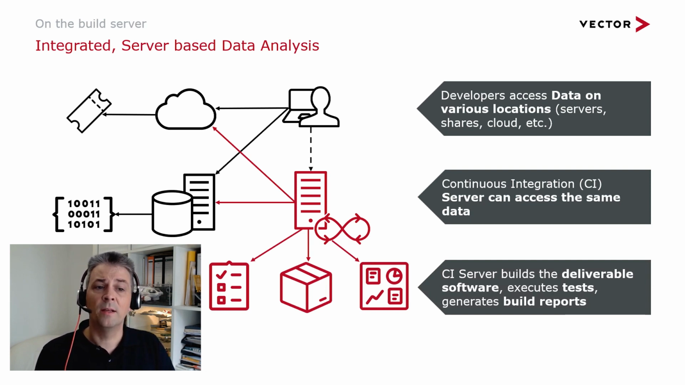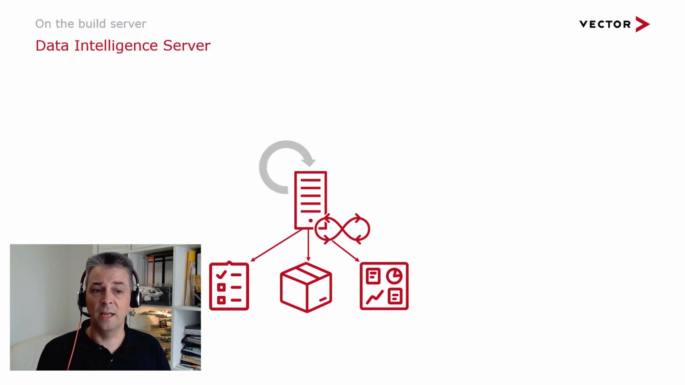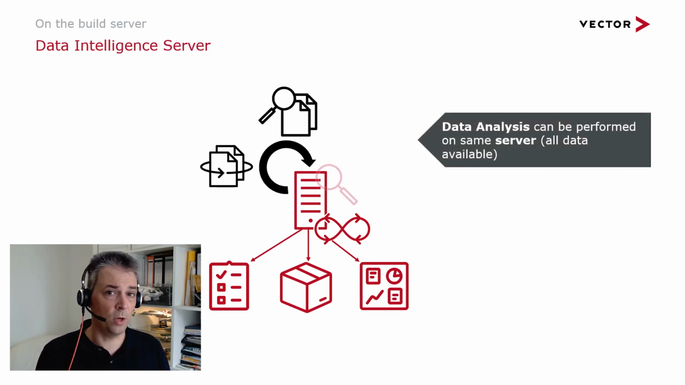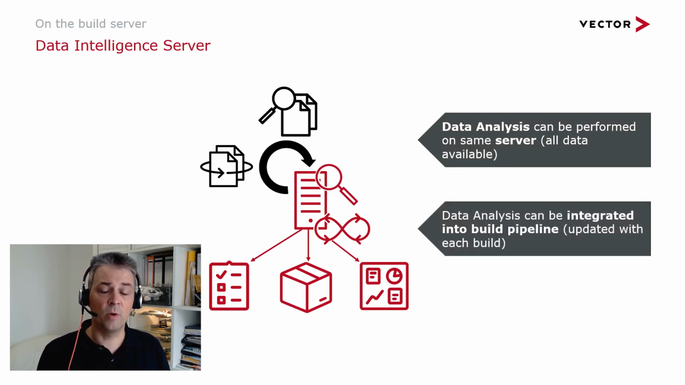And this server can already access the same data, and it uses it to build the deliverable software, to execute tests, to generate build reports, and so on. And so the logical next step is to also do the data analysis on this server, because there we already have all the information we need in one location. And additionally, we can also integrate this into the build pipeline, so it is updated with each build that is triggered on the build server.